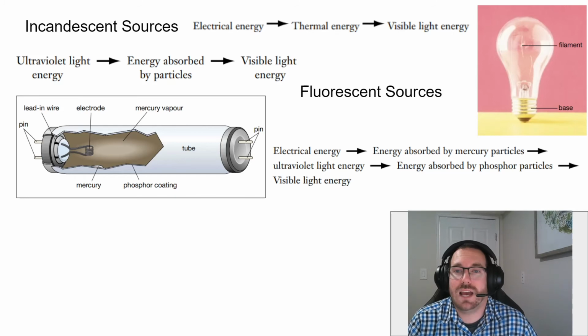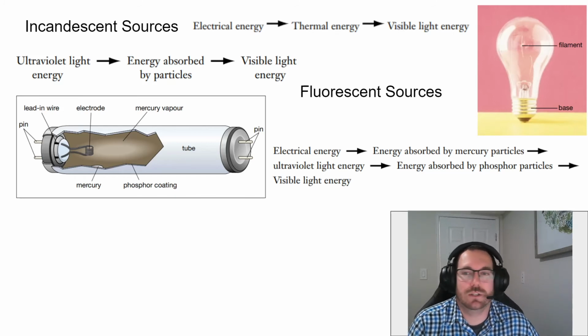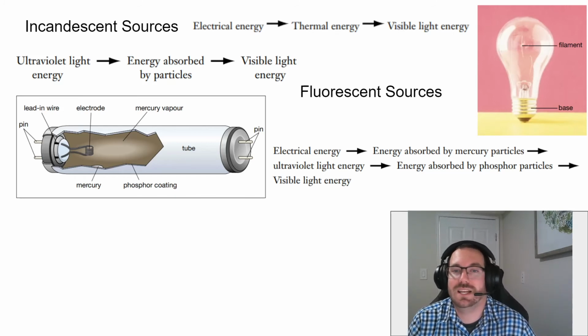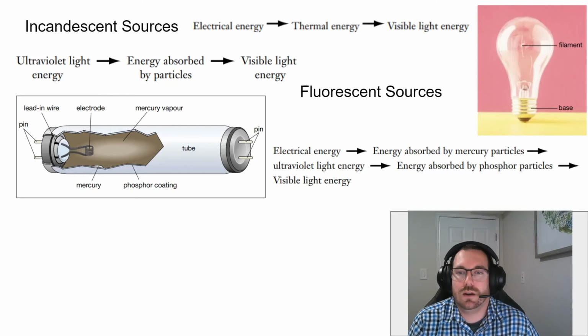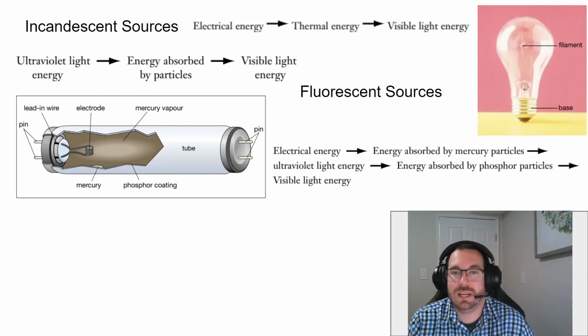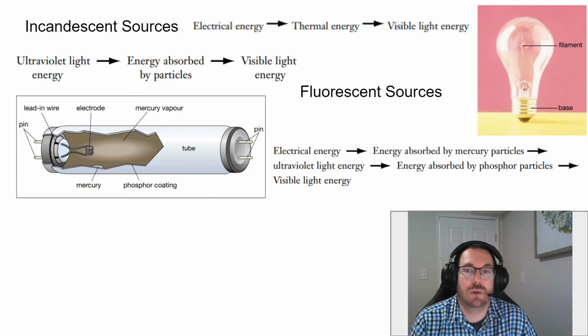Fluorescent tubes have a few disadvantages, though, compared to incandescent light bulbs. First, they're usually more expensive to make and more difficult to dispose of than incandescent bulbs as well.